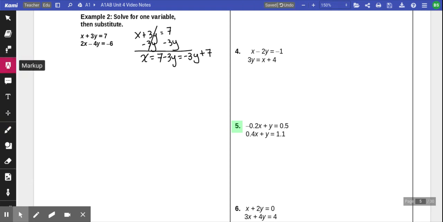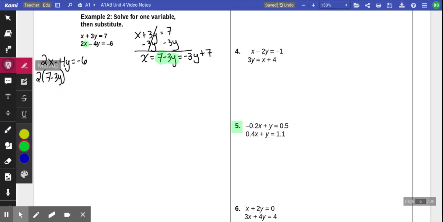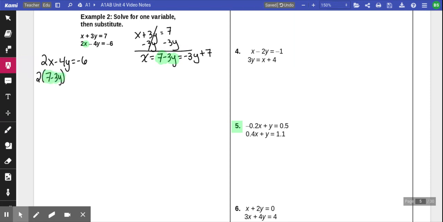Either way you want to write it, now we know what x is equal to. We know x is equal to 7 minus 3y. I'm just going to use that piece and plug that in for x in the other equation. In the other one, we have 2x minus 4y is equal to negative 6. Let's use that first equation we just manipulated. We know what x is equal to, so 2 times x is really 2 times 7 minus 3y. That was our whole substitution piece getting plugged into that second equation, minus 4y is equal to negative 6.